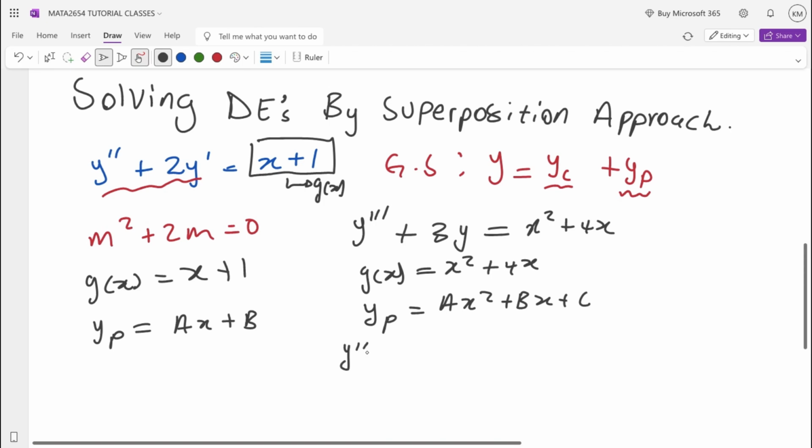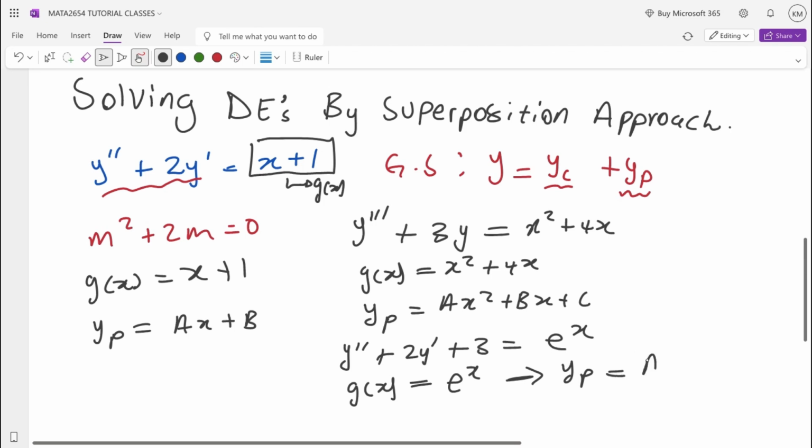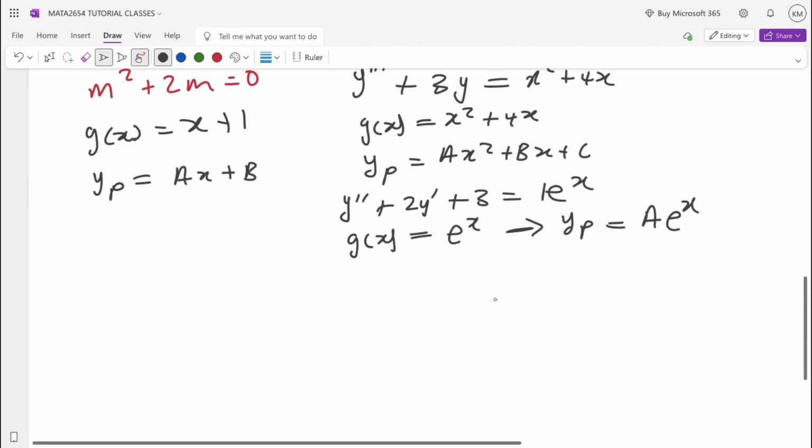Maybe I'll just keep noting down g(x). You can have y'' + 2y' + 3y = e^x, like that. So what is going to be the form of your particular solution? We see that g(x) is e^x. So this implies that we expect our particular solution to be of the form Ae^x, just like that. Okay, so this is how you distinguish the form of your particular solution, because what is here is just a constant one. So you expect your particular solution to have a constant times that exponential function e^x. Okay, so that is the whole basic idea.